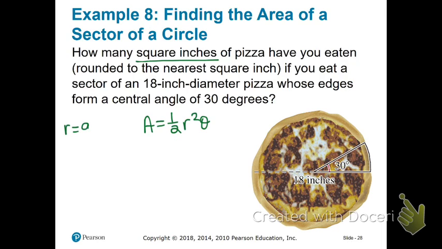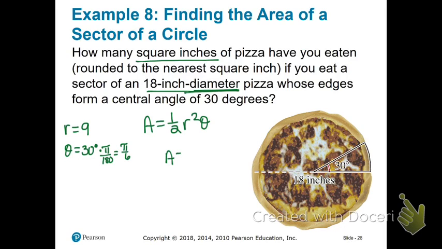Well, our radius is going to be 9 because it says it's an 18-inch diameter, and remember, radius is half of the diameter. And I need my angle. Well, it told me my central angle was 30 degrees, but again, this is an application or word problem, so we got to convert it to radians. And so when you do 30 degrees times pi over 180, we get pi over 6.